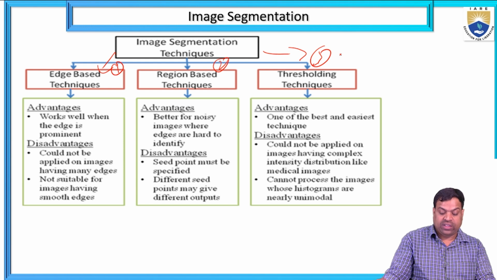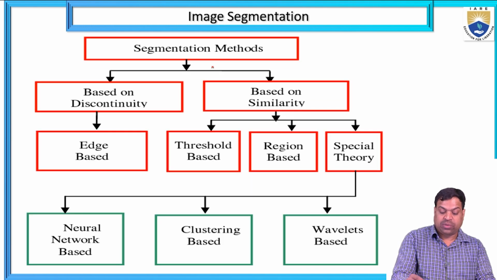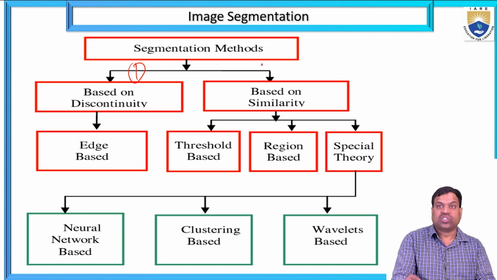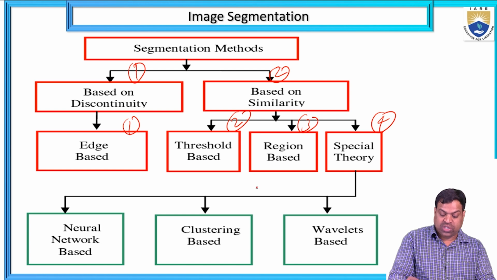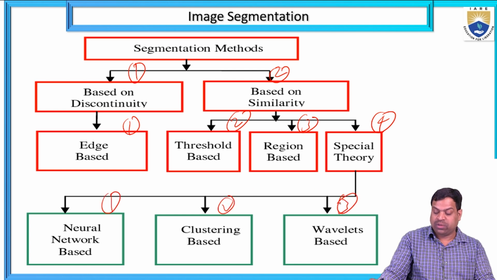In the segmentation methods, the first one is based on discontinuity and the other is based on similarity. Based on discontinuity, it is edge based. Based on similarity, it is thresholding based, region based, and spatial theory. Other approaches are neural network, clustering based, and wavelet based.